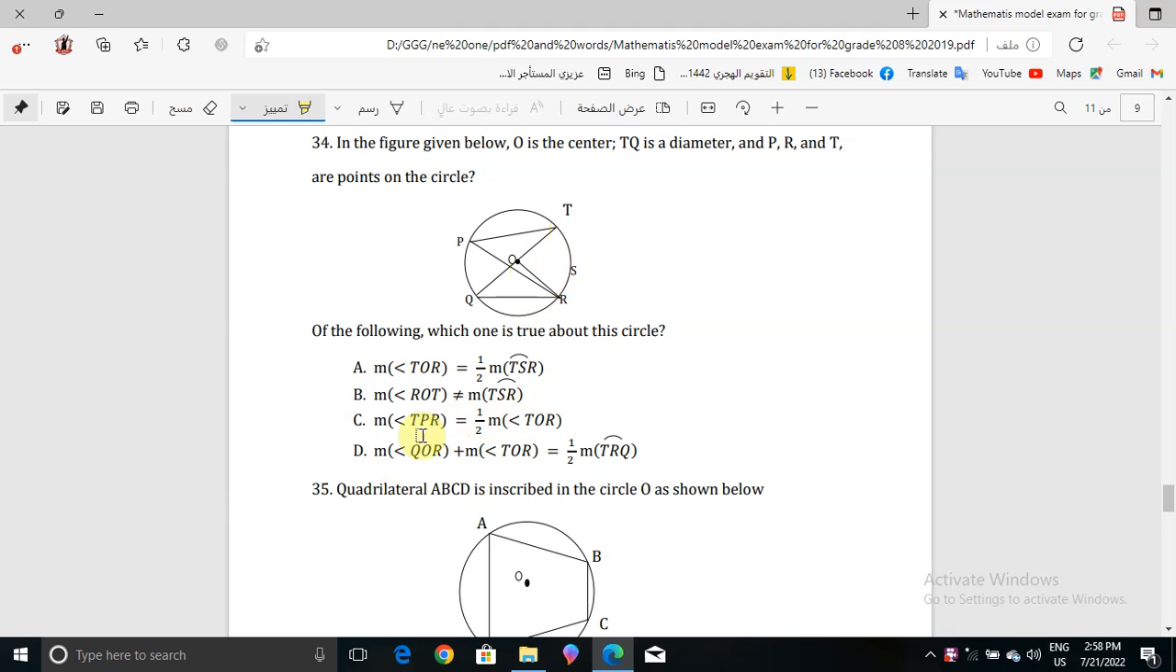Okay, now in choice C, the measurement of TPR is equal to half of TOR. Yes, this one is the correct answer for question number 34. So the correct answer for question number 34 is choice C.